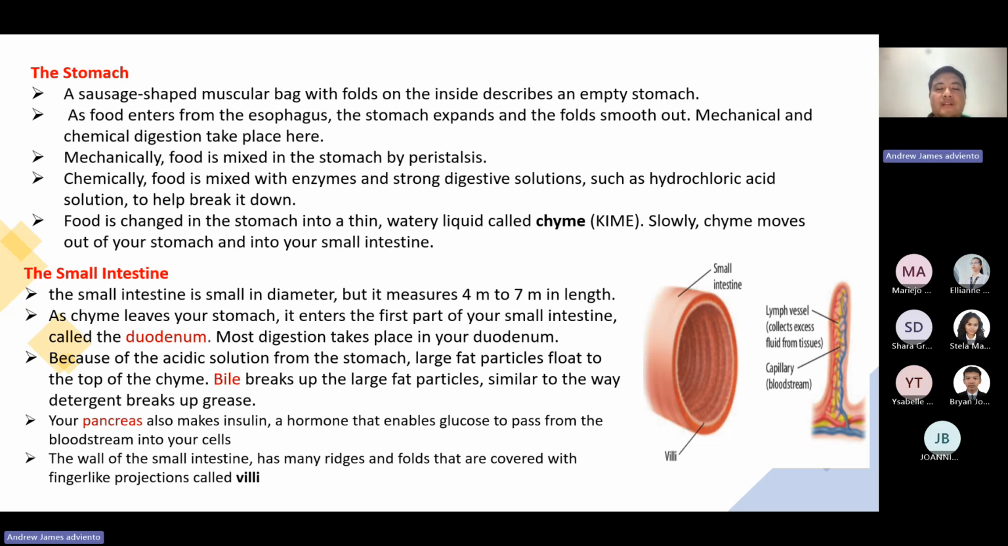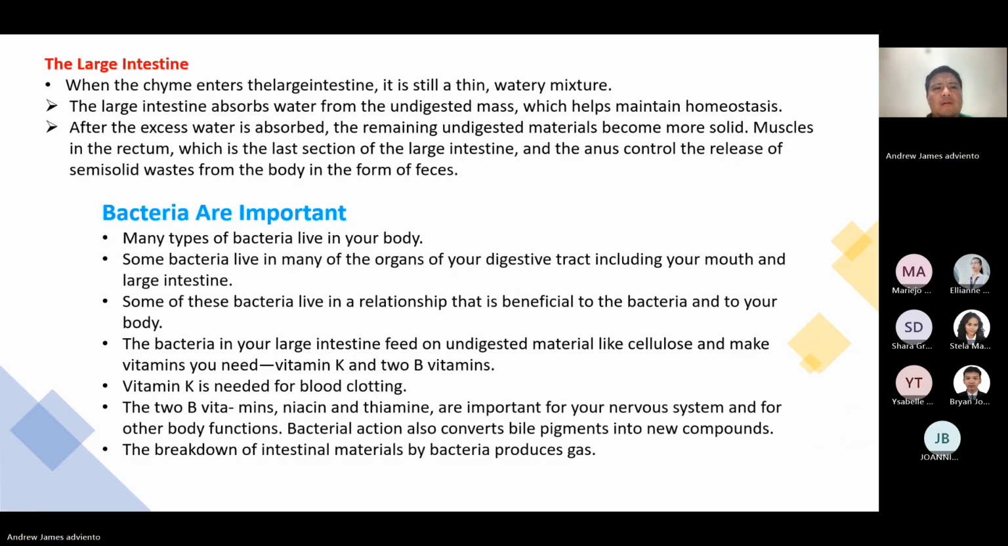So the wall of the small intestine has many ridges and folds that are covered with finger-like projections called villi. So villi, it's there for larger surface area, and it secretes mucus as well. Okay, and then last is your large intestine.